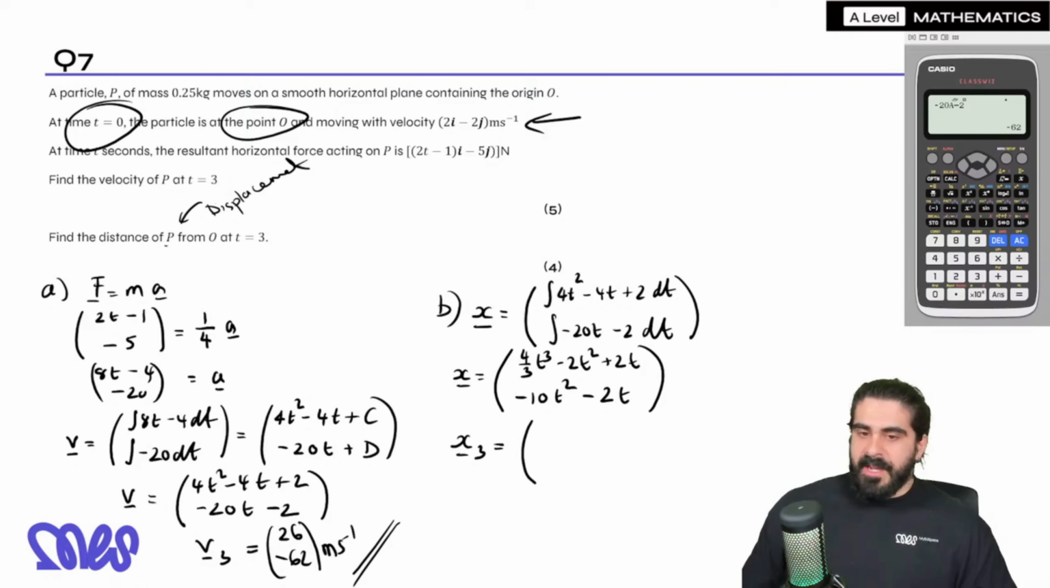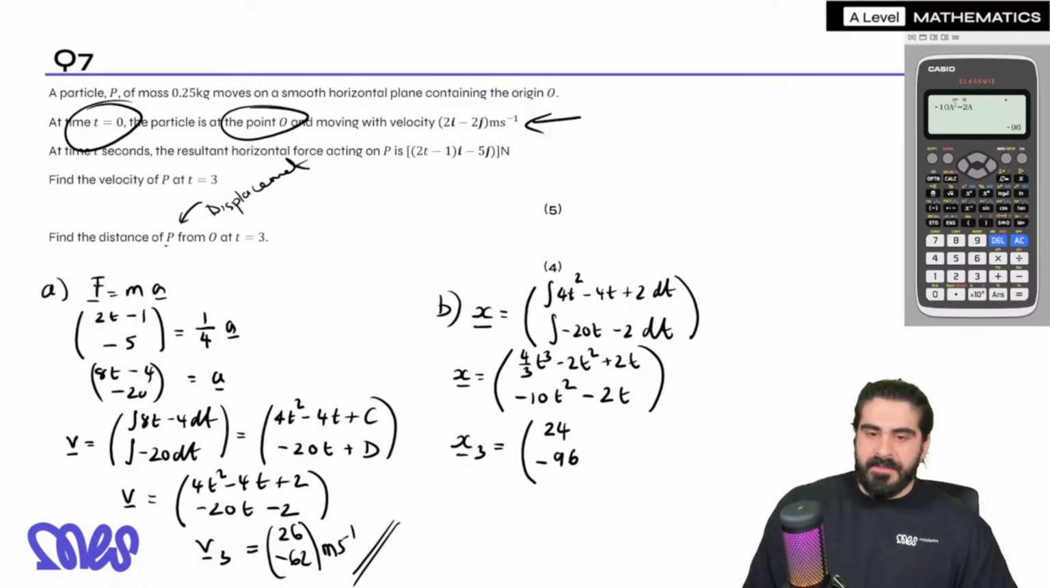Okay, I still have it stored. 4/3 a cubed minus 2a squared plus 2a, which is 24, and minus 10a squared minus 2a. Okay, is this my final answer?